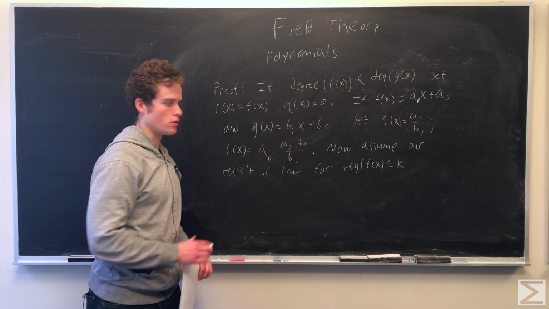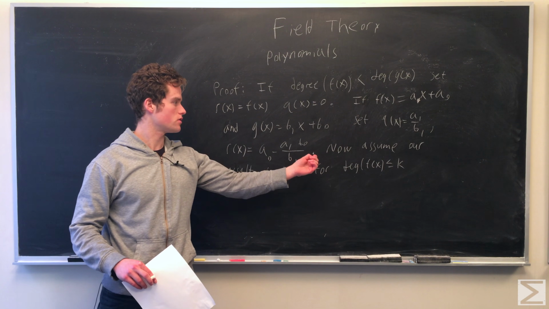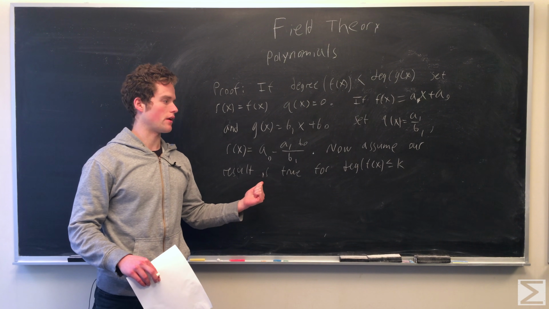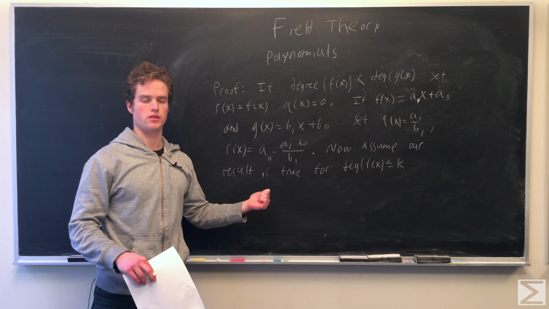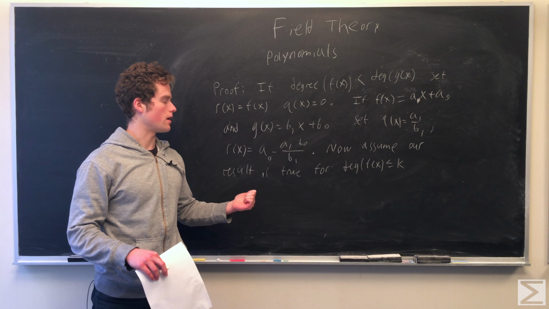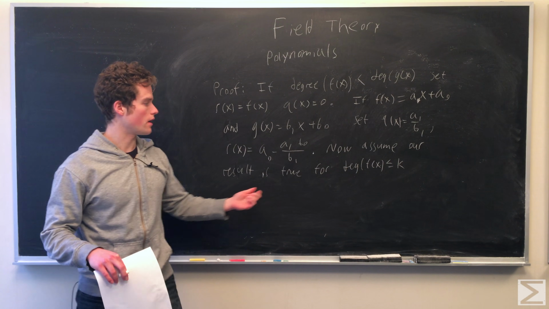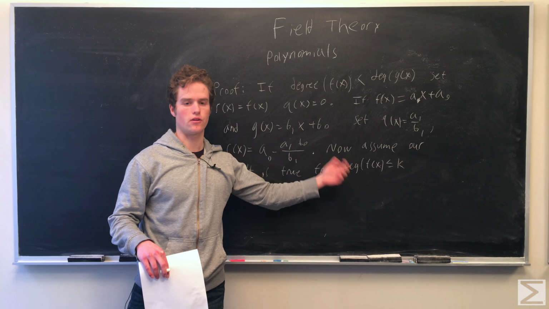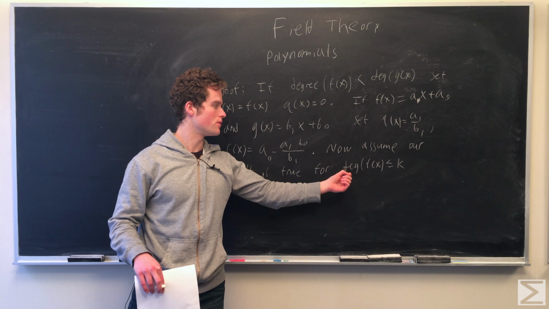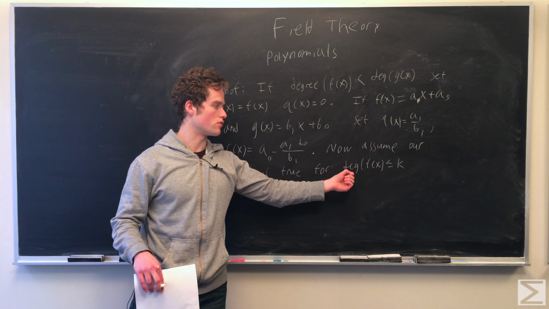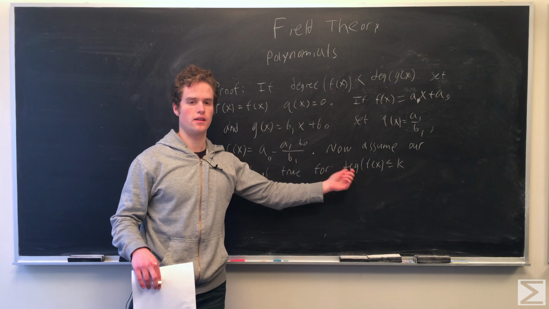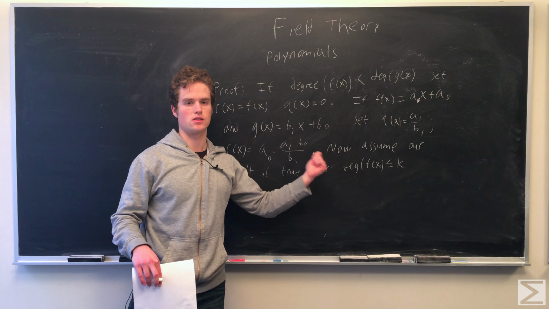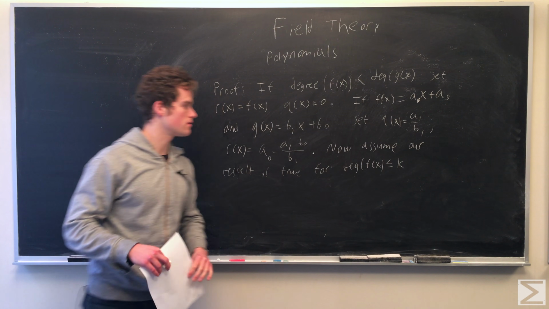And now we're going to proceed by induction. So we're going to assume we showed that for degree of f(x) equals 1, our equation works just fine. Now we're going to assume our equation works for any degree of f(x) less than or equal to k. Our equation is satisfied. So we want to show that for degree of f(x) equals k plus 1, we can still satisfy our equation.